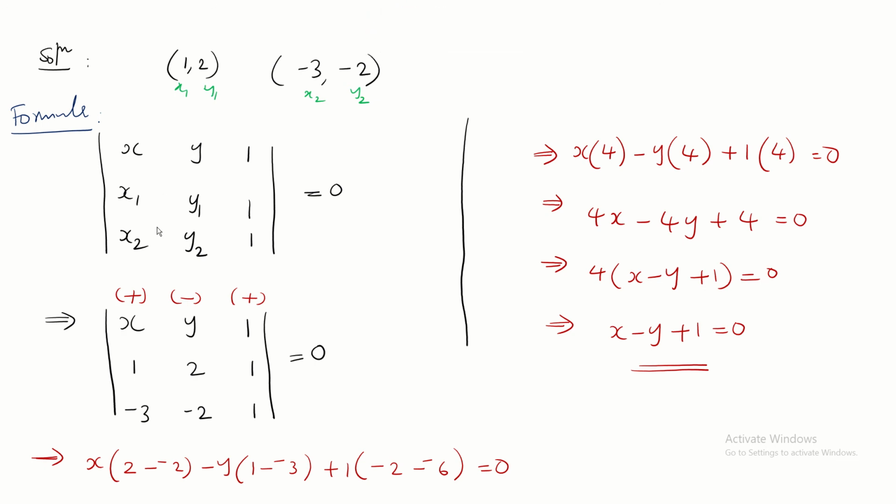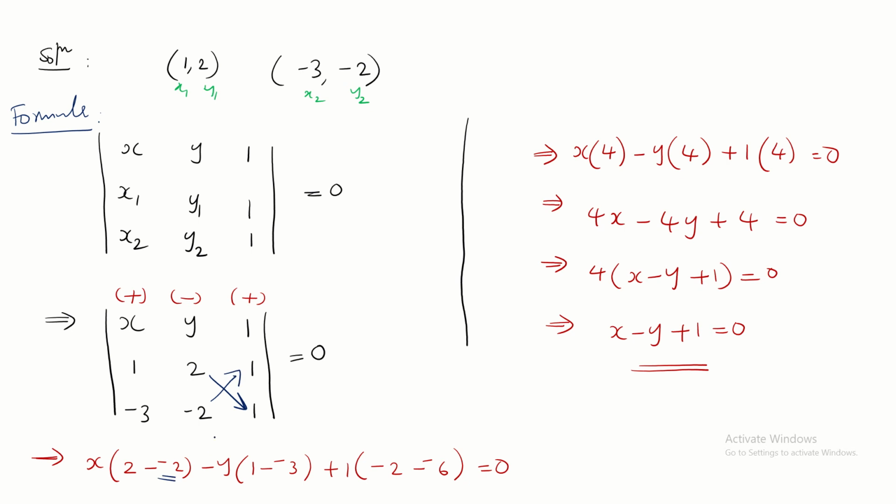So here you have the formula x y 1, x1 y1 1, x2 y2 1 is equal to 0. So how will you solve? You have to put plus minus plus. Then you have to find the determinant of this 3 by 3 matrix. That is plus x. You have to ignore this row and this column. So 2 into 1, 2, minus 2 into 1, minus 2.